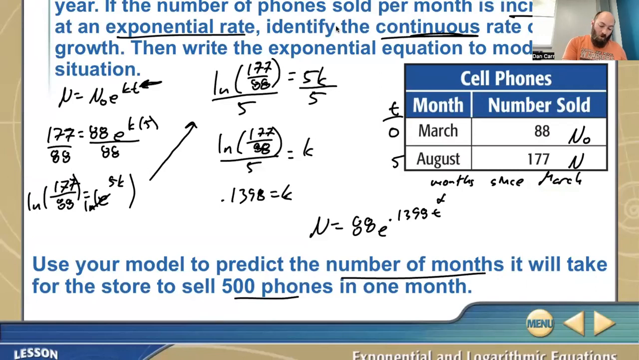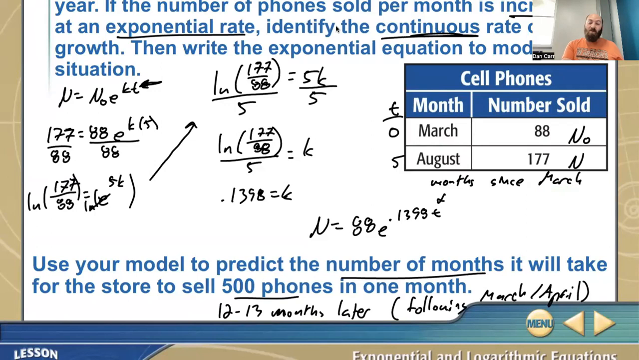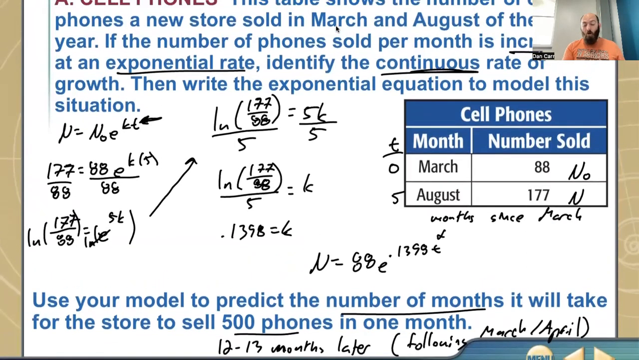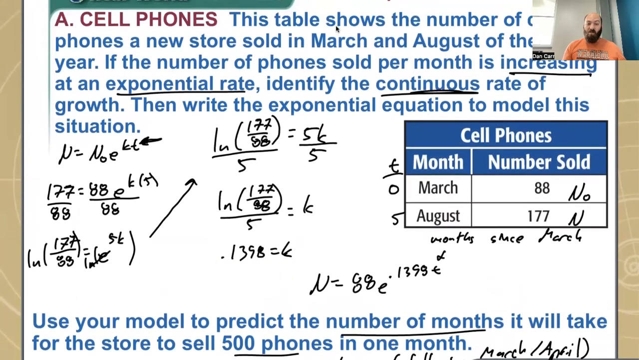Okay, so it happens 12 to 13 months later, or the following March/April. Okay, and that's it. So again, the goal today was to solve using logarithms. That helps us make our new models if we have to find a continuous rate of growth for our exponential models here.